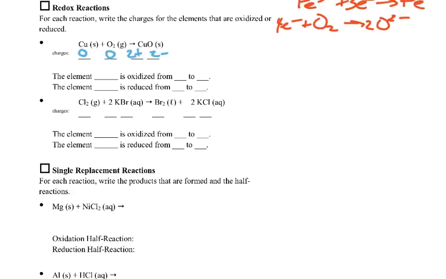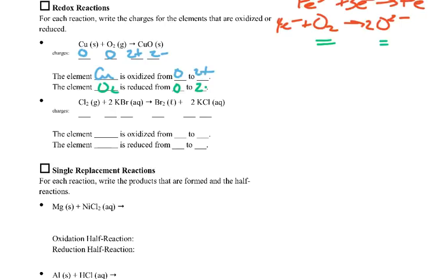So who's getting oxidized? Whose number is getting higher? And that is the copper. So the copper is oxidized as it goes from 0 to 2+. And who's getting reduced? Okay, and that is oxygen, which is going from 0 to 2-. So 0 to 2-, like we did up there.